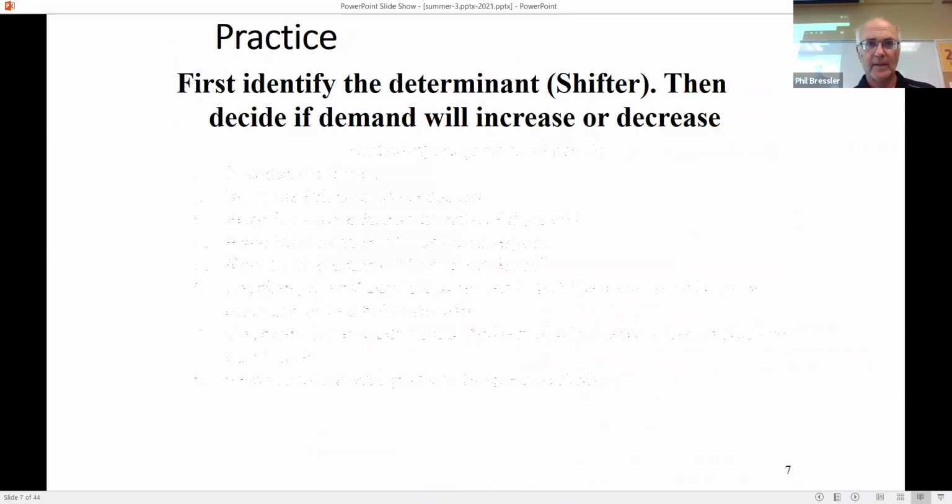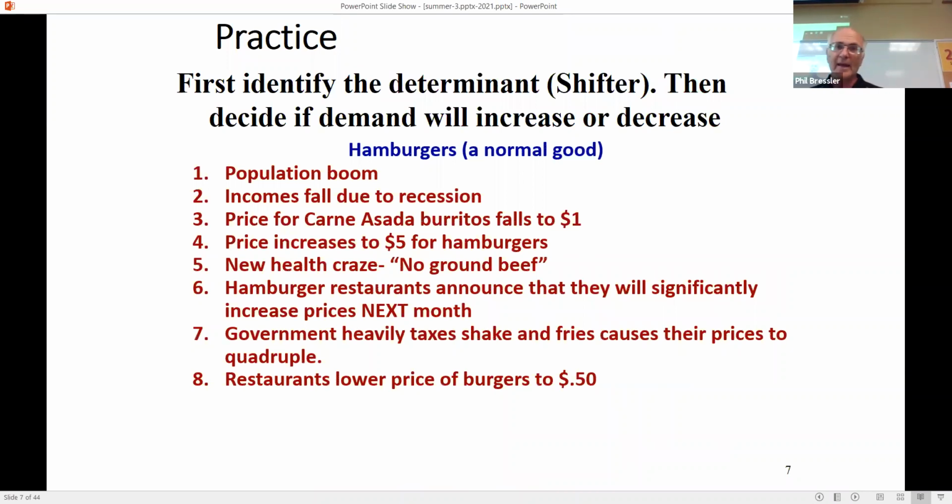All right. Here's what I want. Hamburgers are a normal good. I want you to go through these 8 scenarios. Tell me which determinant it is: taste, income, market size, expectation, or related goods. That's the first thing. And then the second thing, will demand increase or decrease? So let's just do the first one together. Population boom.